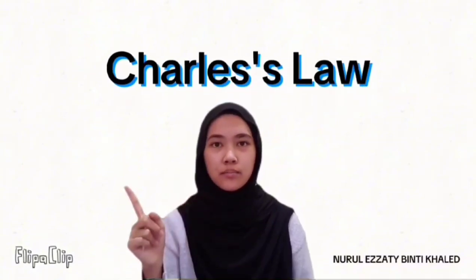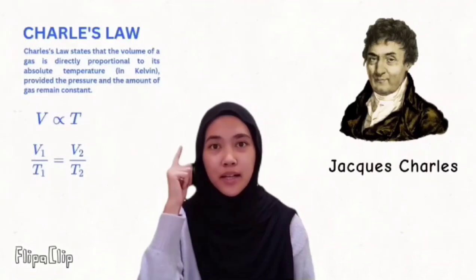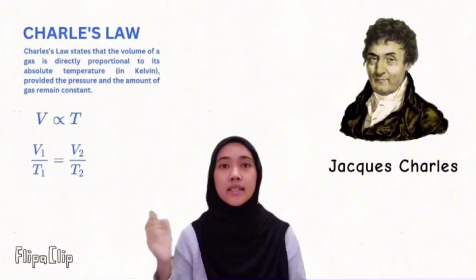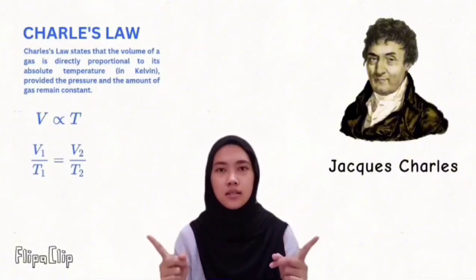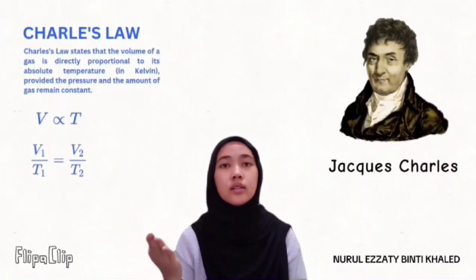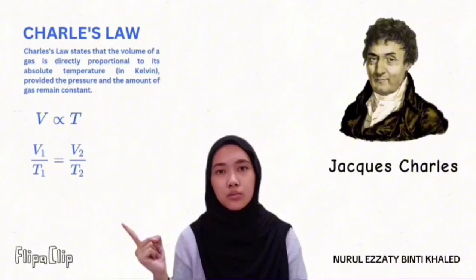Hi, I'm Izzati. Now I'm going to share with you about Charles's law. Do you recognize this figure? He is Jacques Charles, the mastermind behind this law. Charles's law states that the volume of a gas is directly proportional to its temperature, provided that the pressure stays constant. The relationship is described by the formula V1 over T1 equals V2 over T2.